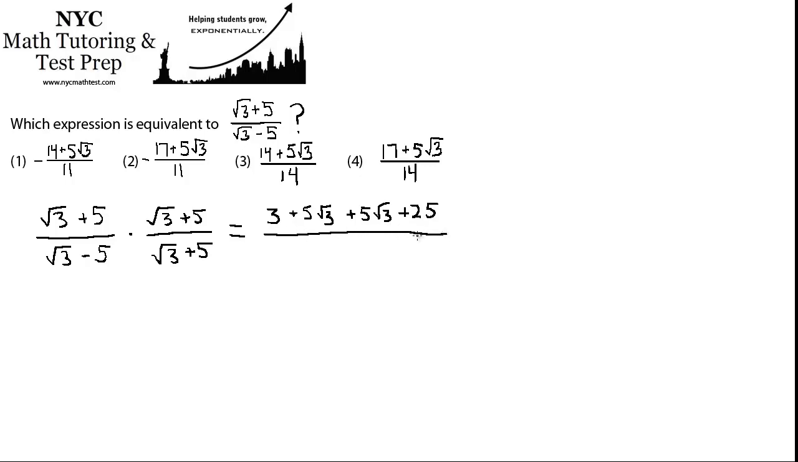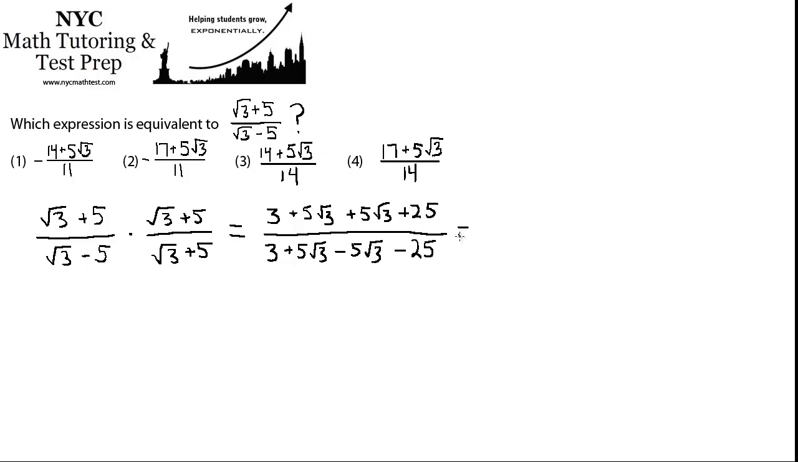As we do the denominator, we also have a binomial. So again, we have to FOIL. So we have root 3 times root 3, which is 3. Then we have root 3 times positive 5, so that's plus 5 root 3. Then we have negative 5 times root 3, which is negative 5 root 3. And then we have negative 5 times positive 5, that's negative 25. So now let's simplify both of these.